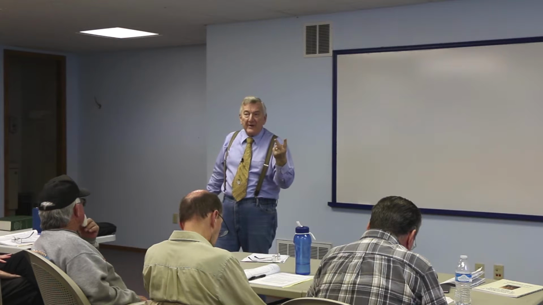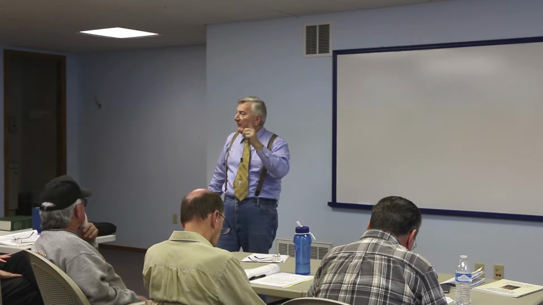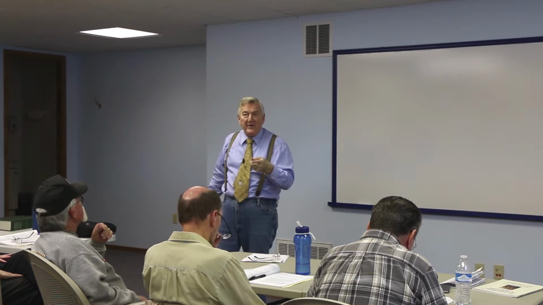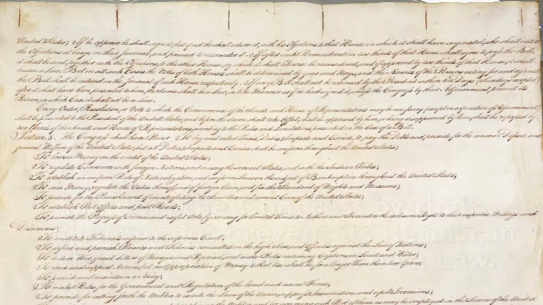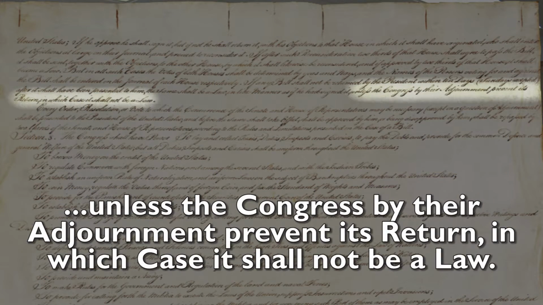So he can agree with it and sign it, it becomes a law. He can disagree with it, send it back with its objections, it goes through the whole override veto thing, or he can just ignore it. And if he just ignores it, it becomes a law, as though he had signed it. Got 10 days to consider the thing. Sunday's accepted. Unless the Congress by their adjournment prevent its return, in which case it shall not be a law.